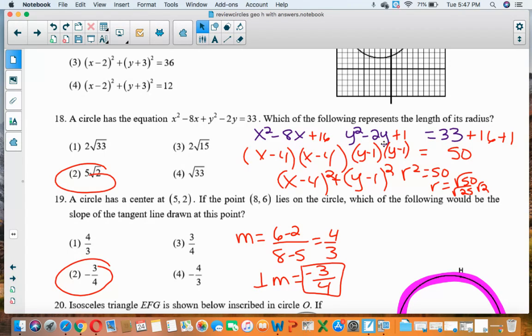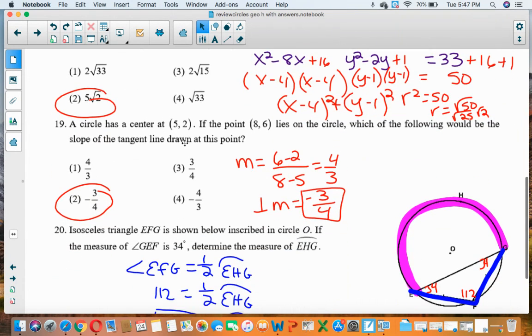Same thing with the y's right here. Half of -2 is -1. -1 squared is 1. So I add 1 to the left, I add 1 to the right. Now I actually don't need to finish this on the left. I did finish it. But if I add 33 plus 16 plus 1, that's 50. Okay, and then that's my radius squared, so my radius is the square root of 50, which is 5 radical 2. Now, if they asked me the center, then I would have to complete this. I don't, but that work is there for you if you wanted to see it.